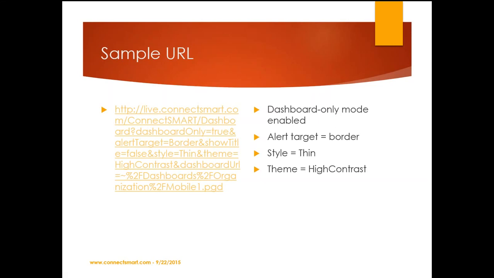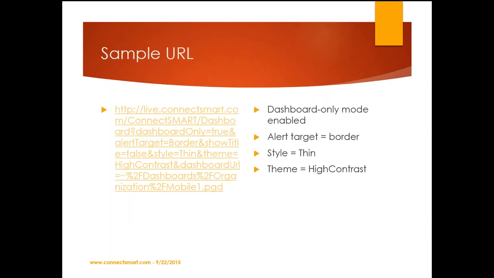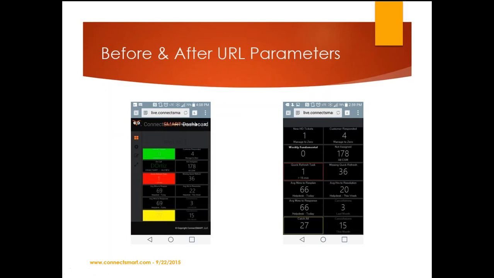And I just want to show you what it looks like before and after applying those changes. So the left side is my before, where I just navigated directly to it, went to my ConnectSMART URL, logged in, navigated to that dashboard, and opened it up. On the right is where I've actually gone to the same exact dashboard, but I've configured it the way this URL is set up. And you see there's a very big difference in how it looks.